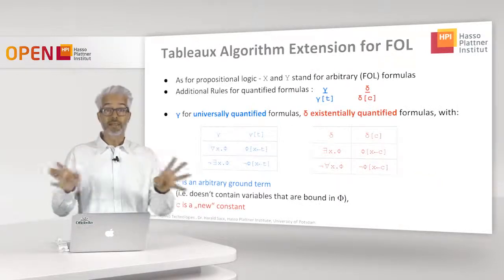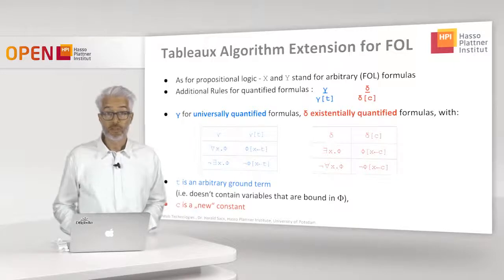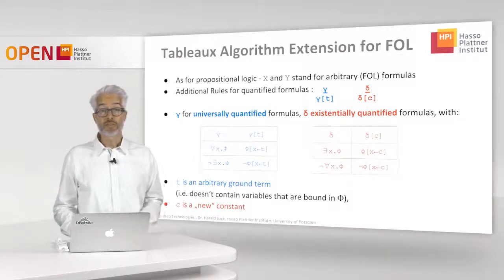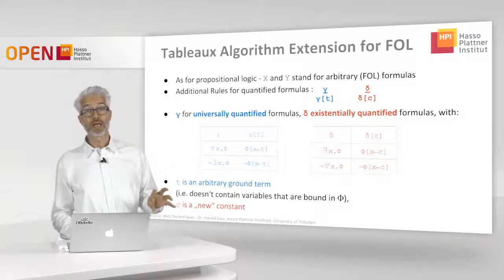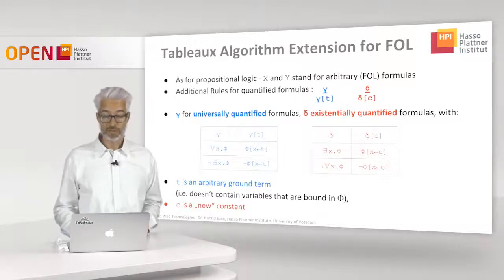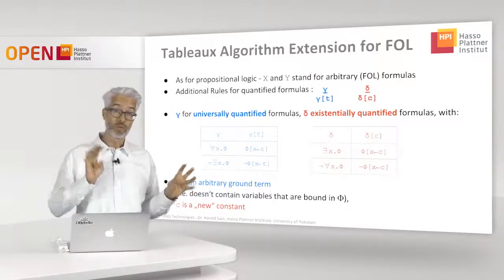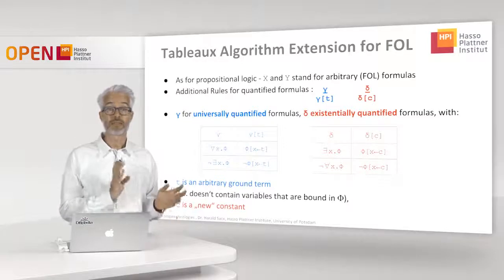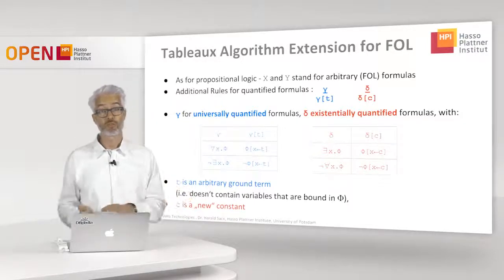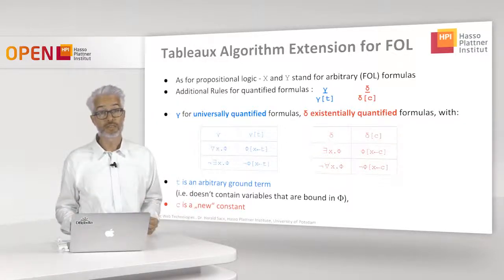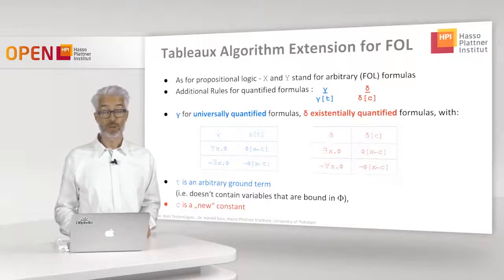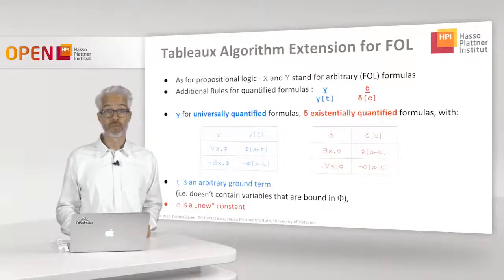Okay, if we extend this now to first-order logic, we have to take into account arbitrary formulas. But here, of course, it's first-order logic formulas, x and y. And of course, for first-order logic, we have to take into account the quantifiers, which are the existential quantification and the universal quantification. And we have 2 new rules, the gamma rule for universally quantified formulas and the delta rule for existentially quantified formulas. You see them here in the 2 tables.